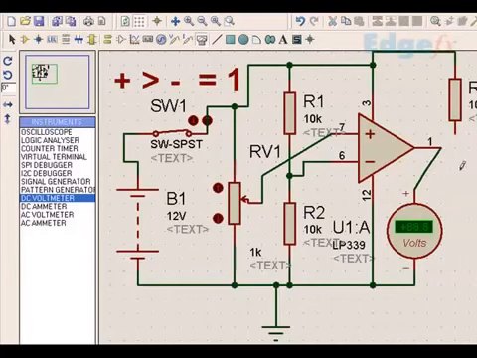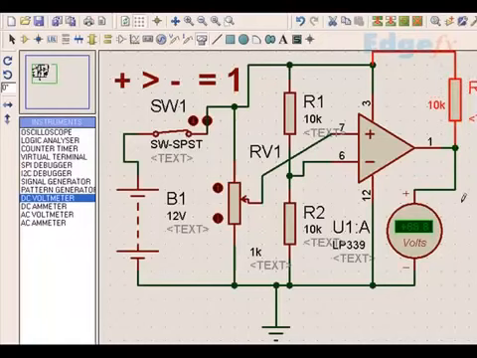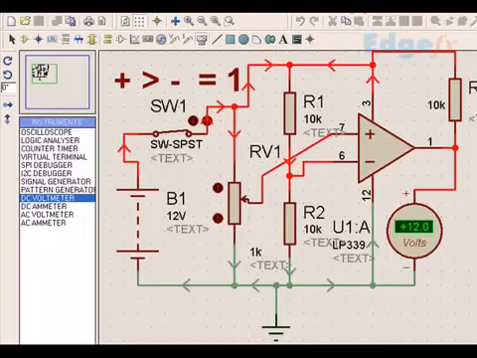Let me do it this way and this way. Now it looks nice. So what is the function? This is a 10k resistor, as we know. Now let's power this and see what is happening.